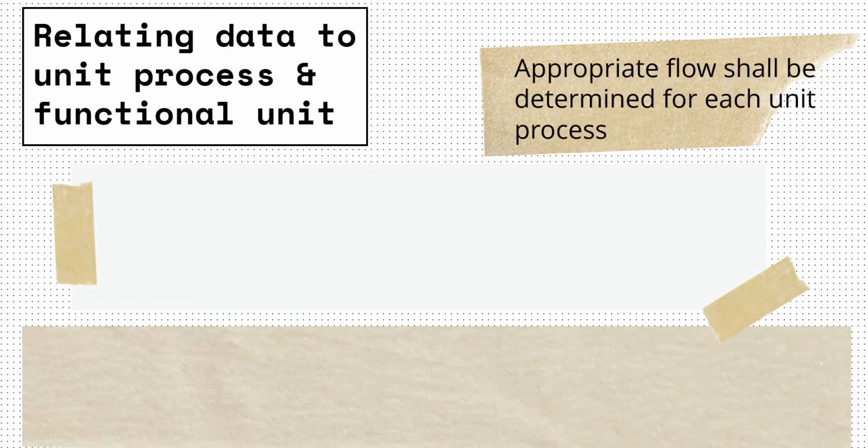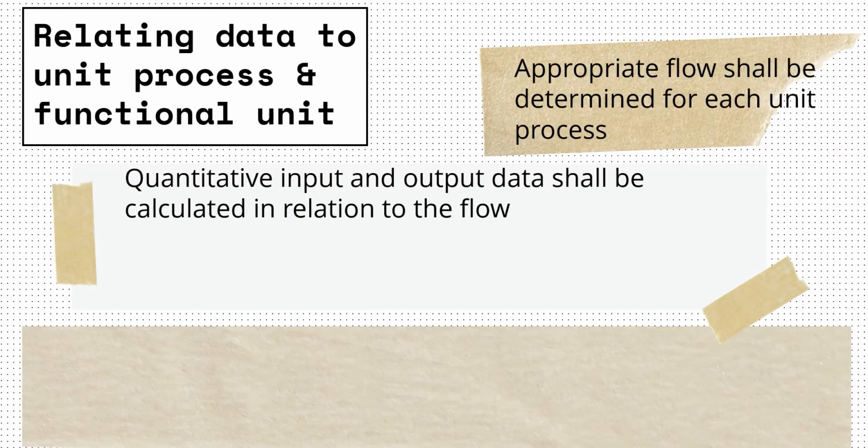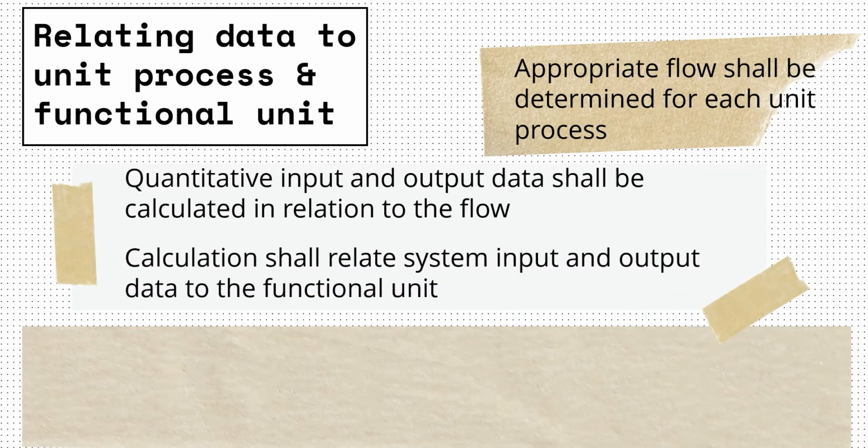For relating data to unit process and functional unit, appropriate flow should be determined for each unit process. Quantitative inputs and outputs data should be calculated in relation to the flow, and the calculation should relate system input and output data to the functional unit.